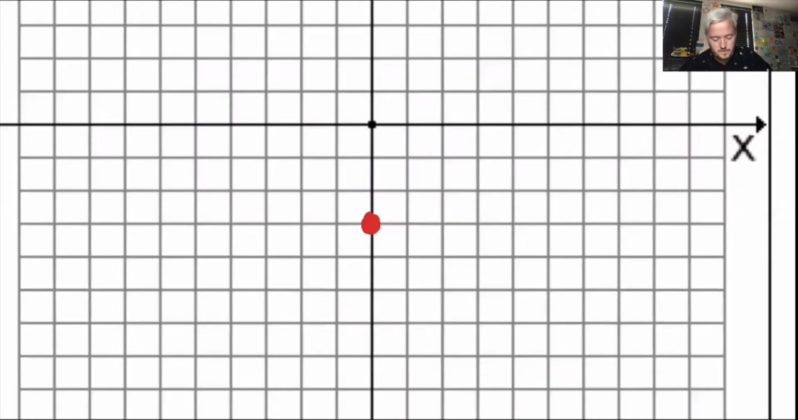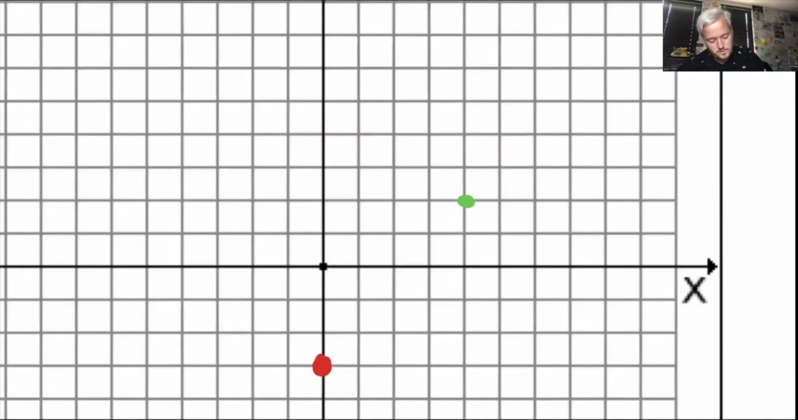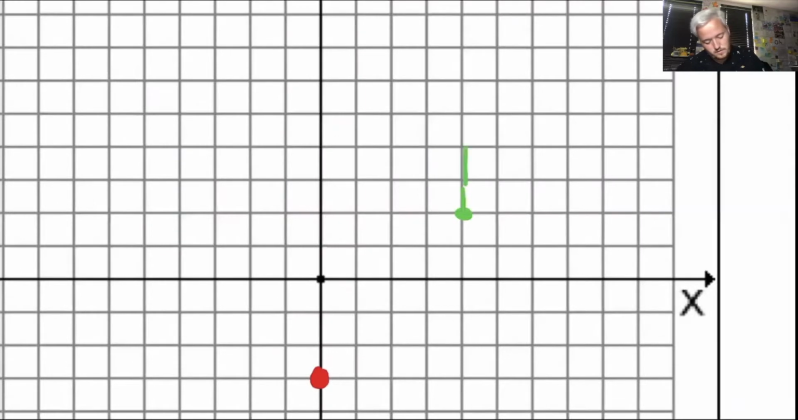So I'm going to go up 5: 1, 2, 3, 4, 5, and then right 4: 1, 2, 3, 4. So there's that point. I'm going to apply the change again. 1, 2, 3, 4, 5, 1, 2, 3, 4. So it's just enough.